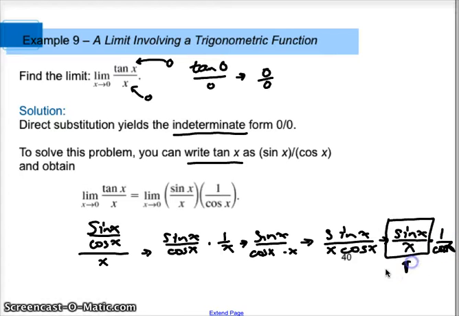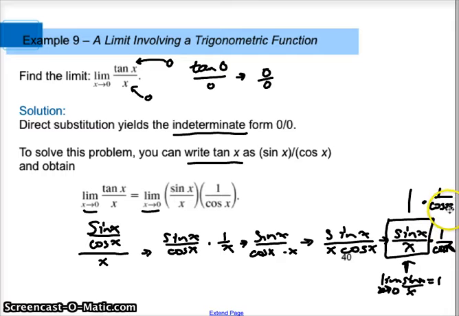We know the limit of this. The limit of that function as x approaches 0, which is what we're trying to find, is 1. That was our theorem on the previous page. So this answer here will be 1. And then we just need the limit of 1 over cosine x as x approaches 0.